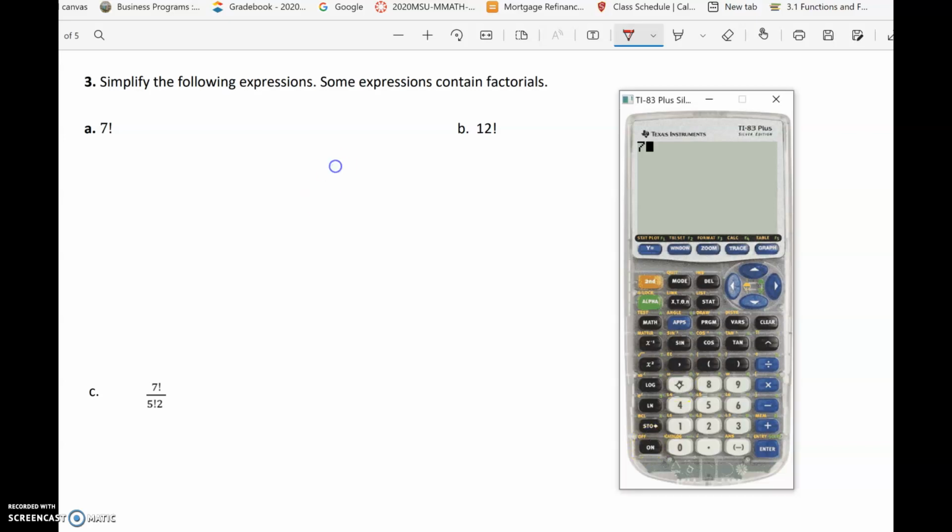So you're going to type in 7 followed by math. In the math menu, you're going to scroll down all the way to the PRB, and then that's going to be number 4, and then you're just going to have to hit enter. So this one's going to give us 5,040. Let me write it down.